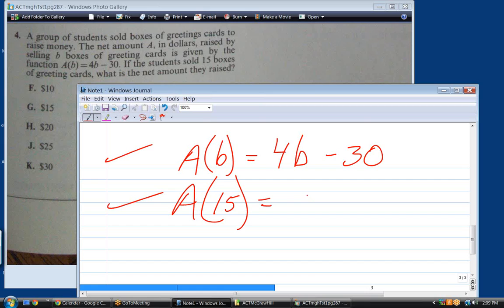Alright, so 4 times 15. Do you have a calculator in front of you, Emily? Yes, I do. It's 60. Go ahead and use it. You're going to be able to use it on the ACT test. So we want to set you up in exactly the mode you're going to be when you take that ACT test. So 60 minus 30 is 30. Okay.